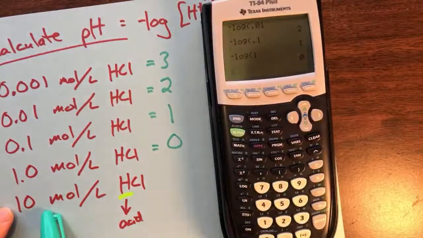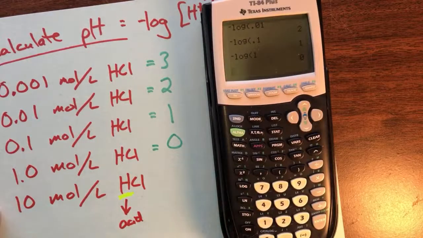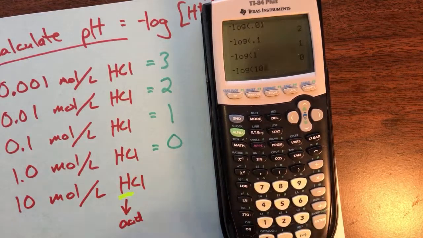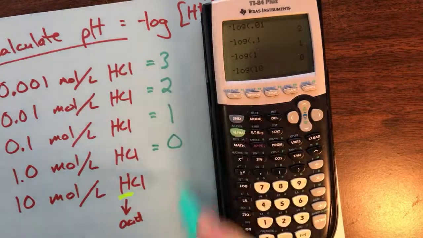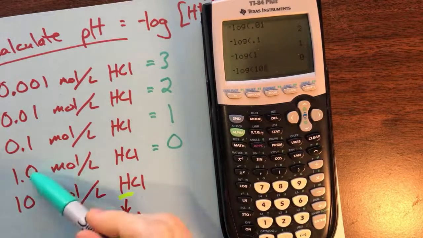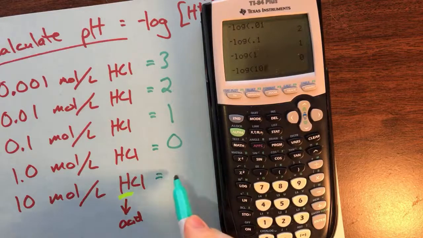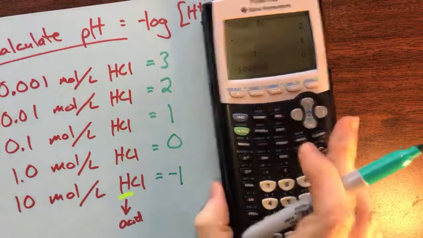Let's keep on going. We have a 10 mole per liter HCl. Let's try negative log of 10. Well, what do you think? Make some guesses. Either calculate it or think from this pattern, what should it be? I'm now 10 times more acidic, so what should it be? Let's hear your answers before I hit enter. Negative 1, you are right. Negative 1 is the correct answer.